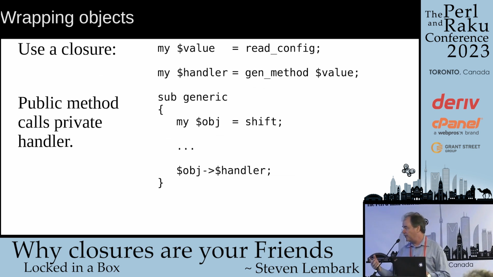Now, I might find, oh, I've got a read configuration. Read config returns me something that will read a particular configuration file. I can then generate a method for it. I can dispatch an object into that handler. The object has no idea where it's going. It just ends up in my closure.